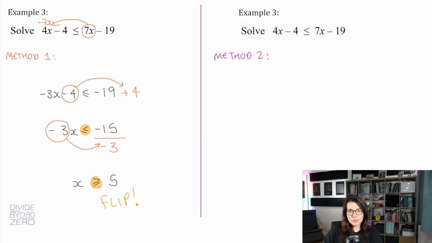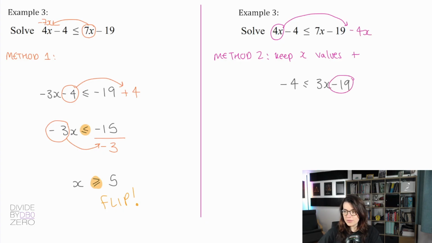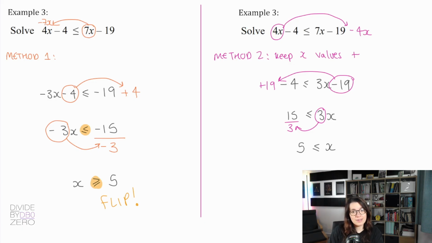Method 2 is where you don't flip any symbols as long as you remember to keep the x values positive. So in this case, we could move the 4x over to the other side first, becomes -4x. So we get this. Move the -19, so we get this, and then divide by the 3. So we're not ever dividing by a negative there, which means we don't have to flip the symbol. It just stays like this. And either way, you get the same answer, x is greater than or equal to 5.